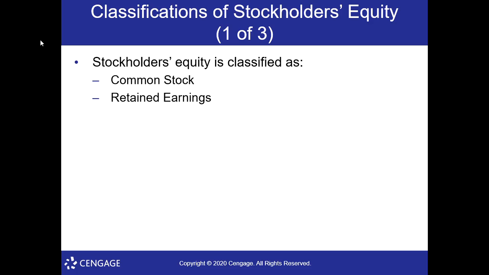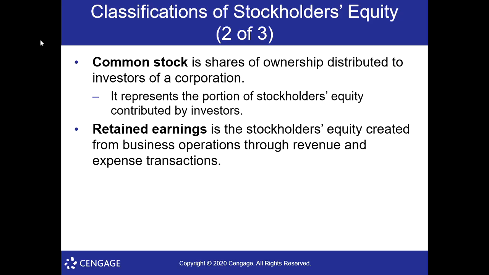So stockholders' equity can either be common stock or retained earnings. We discussed common stock and showed it in our transaction H. So these are shares, in one of our transactions, then we paid dividends in transaction H. This is shares of ownership that we distribute to investors.